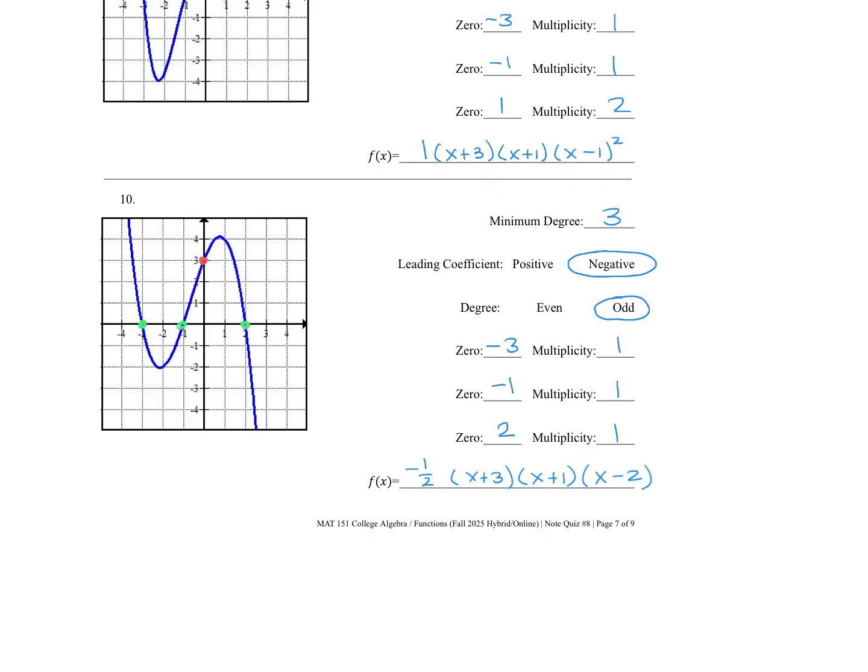Everything's meshing. So again, negative 1/2 is the value of the leading coefficient because we want the graph to pass through (0, 3). You can also force it algebraically, and we'll do that next week when we start looking at Note Quiz 9 and polynomials in more depth. But for right now, we're just doing this by inspection. Let's move on now to the next page.